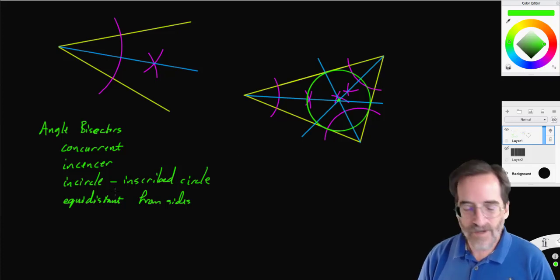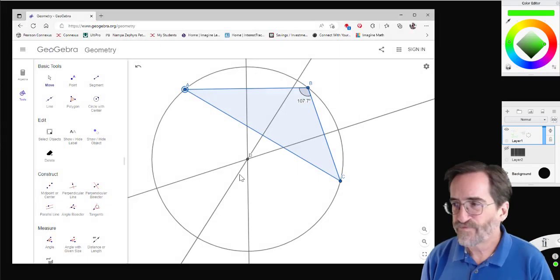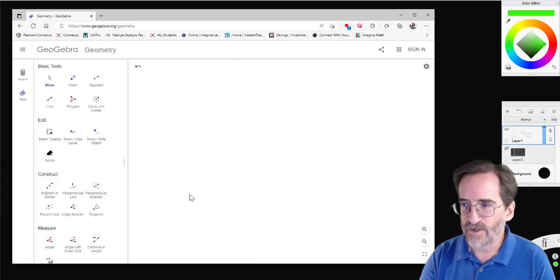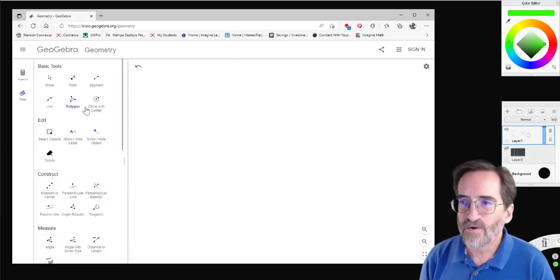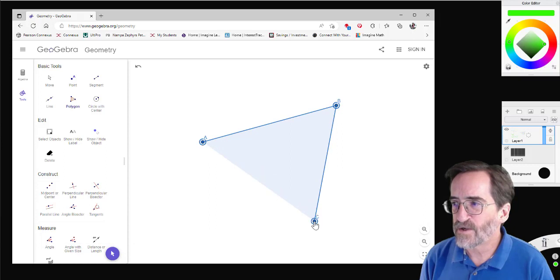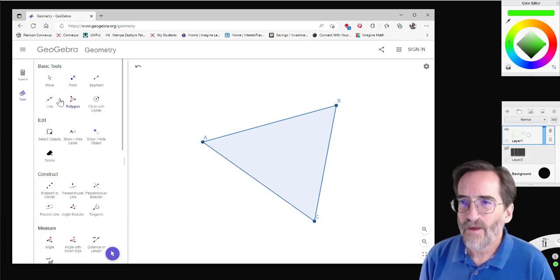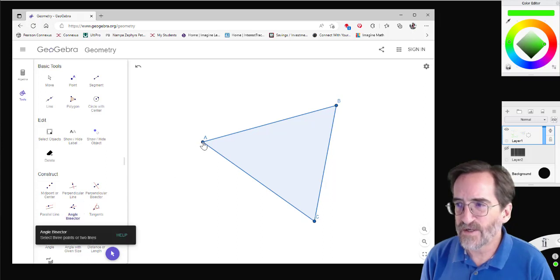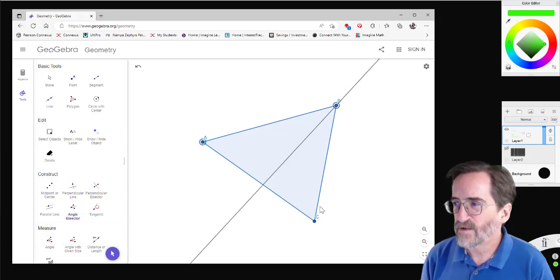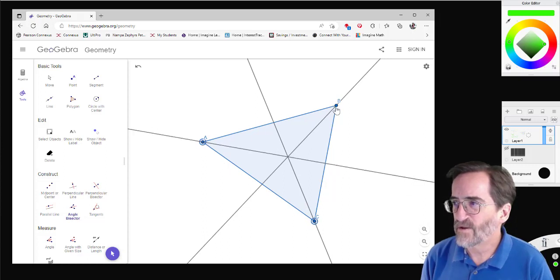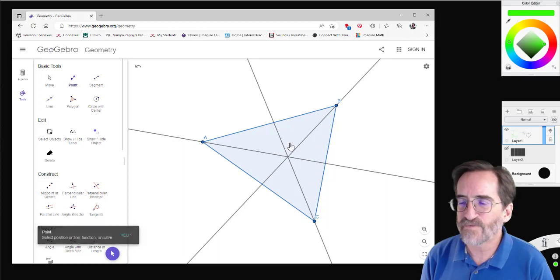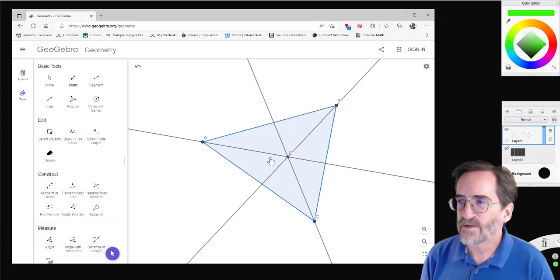Okay. All right, so let's do this in GeoGebra as well. I've still got the other triangle here, so let's get rid of that. So use the polygon tool to draw a triangle. Okay. And then use the construct tools to construct the angle bisector. So A, B, C, B, C, A, and C, A, B. And look at that. They do meet at a single point. Let's put a point there called the in-center.